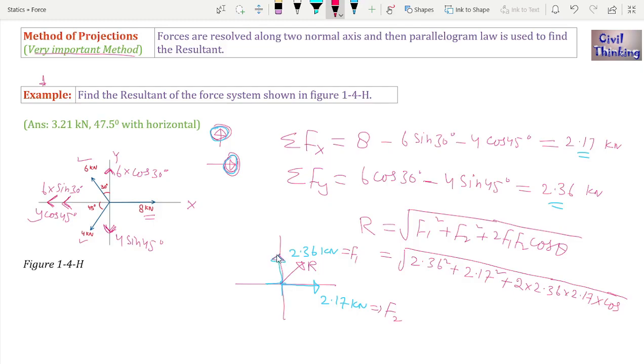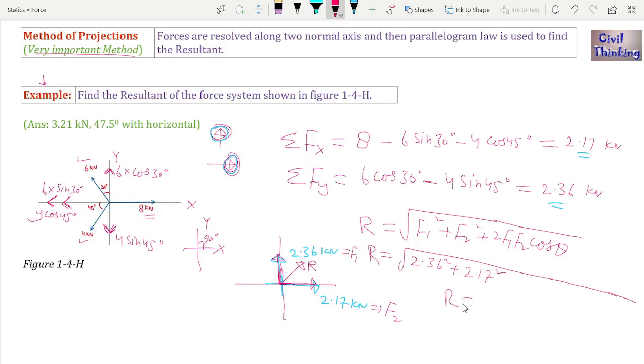What is theta? Theta is the angle between the two forces, right? What is the angle between these two forces? 90 degrees, because the x-axis and y-axis are at an angle of 90 degrees, so theta is 90 degrees, which is cos 90. Now cos 90 is 0, so when you multiply all of this with 0, all of this will be 0. So I will just erase all of this, and we are left with this.